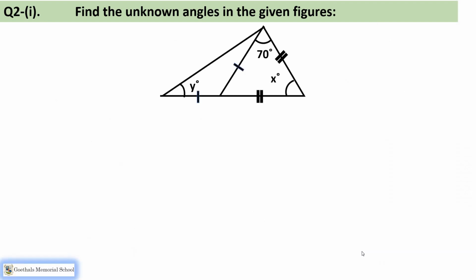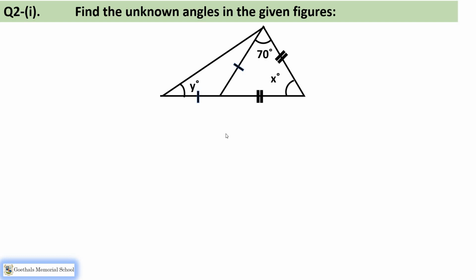Okay, dear students, let's take another example. Find the unknown angles in the given figures. So this is the given figure. Here we can clearly see that we have two triangles. Here this is an isosceles triangle having vertex angle x, and here we have another isosceles triangle with base angle y. So we are asked to find this x and y.